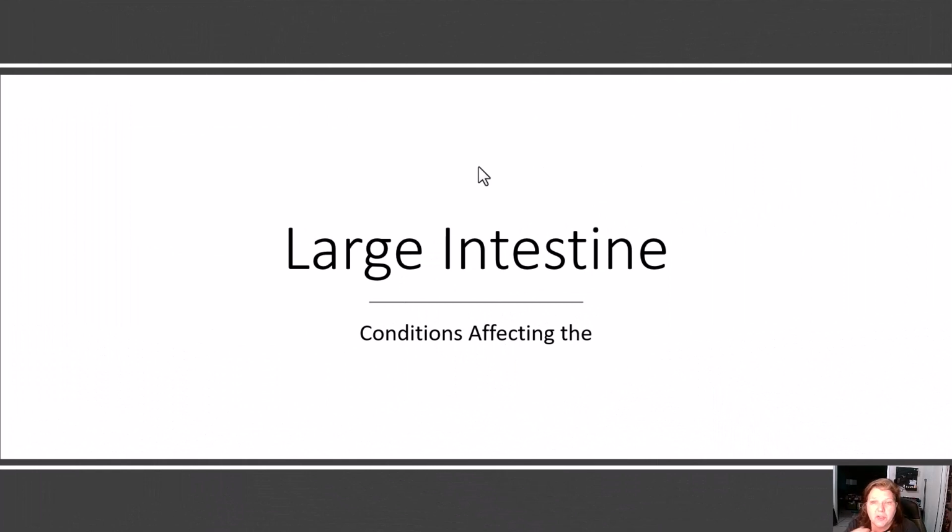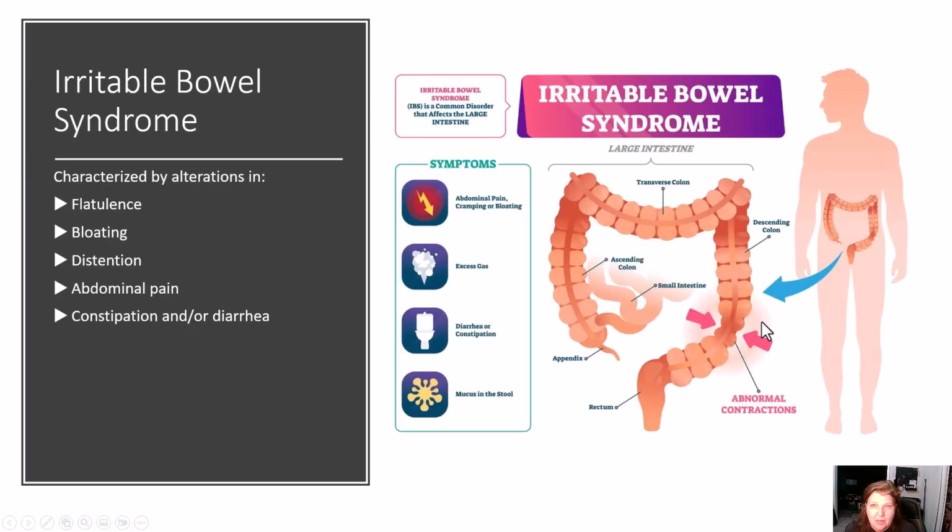And finally, we get to the conditions of the large intestine. So the first one that pops up is Irritable Bowel Syndrome. We call this IBS. Not to be confused with IBD. IBD was Inflammatory Bowel Disease. That was the autoimmune disorder that involved both colitis, ulcerative colitis, and Crohn's. This is Irritable Bowel Syndrome, and you'd be irritable too if you had it, I promise.